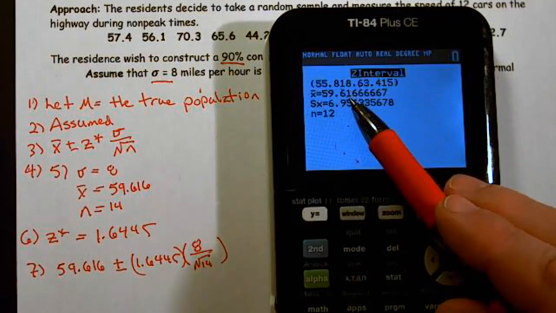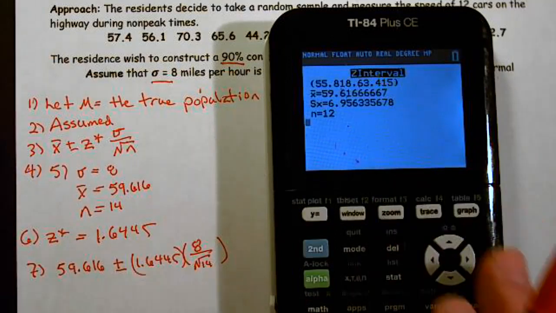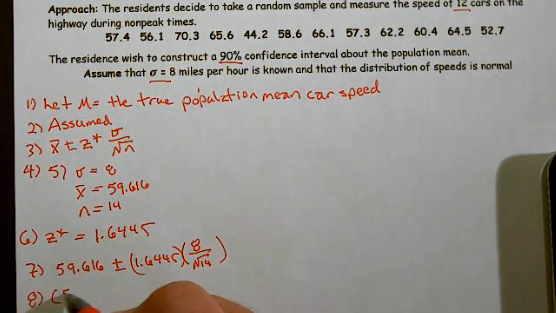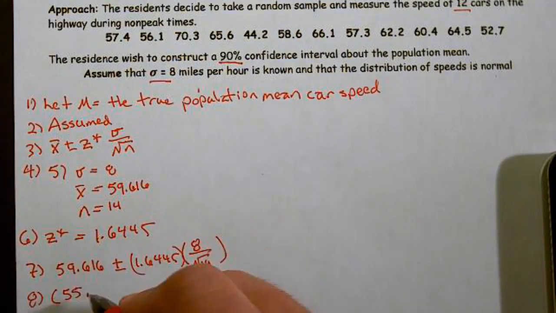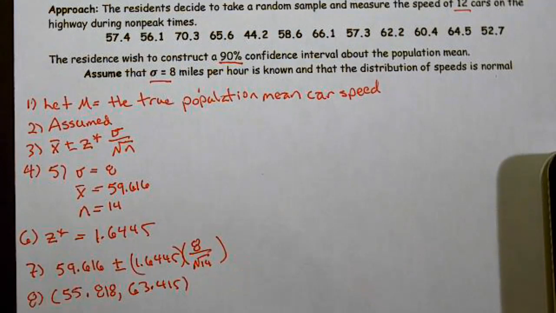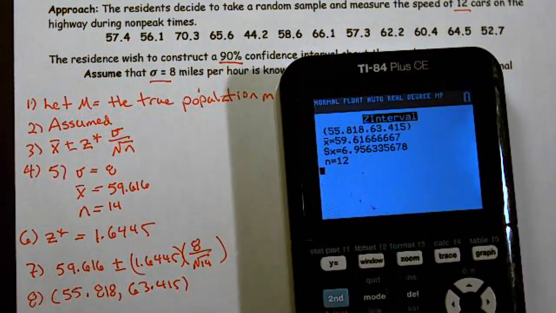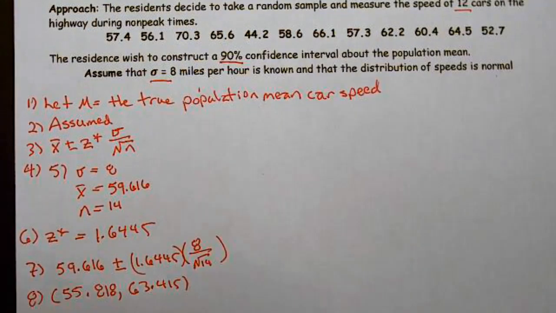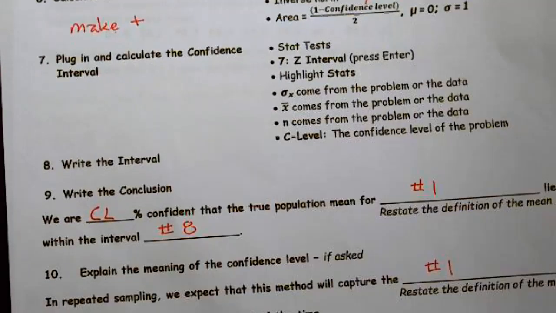And we end up getting an interval, and that's the next step, is to write our interval. And our interval this time is 55.818 to 63.415. All right, so we've now written our interval, and the next step we need to do is write our conclusion. So before I write our conclusion, I want to talk about that. So let's look at our recipe for just a second.